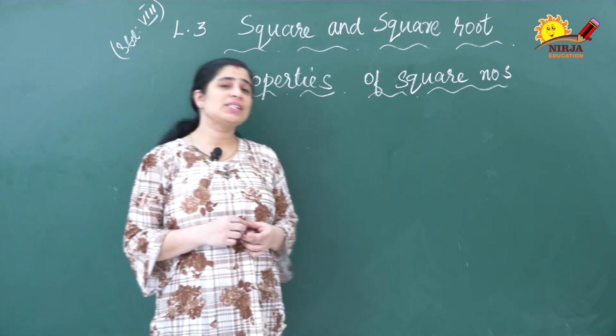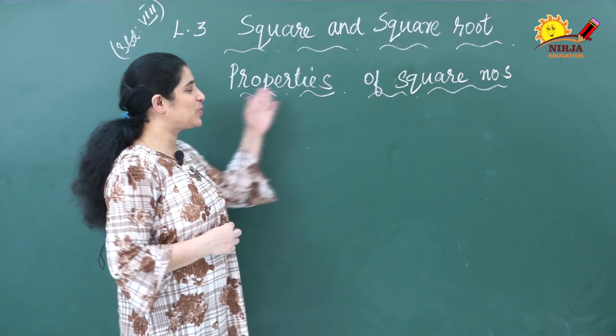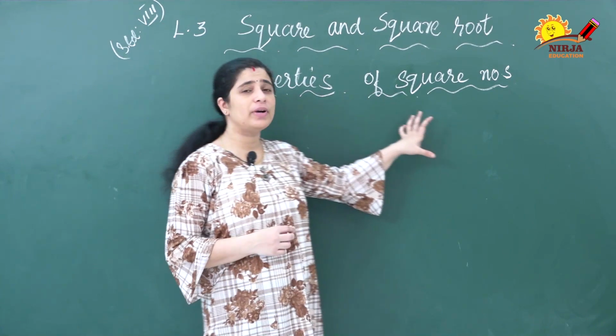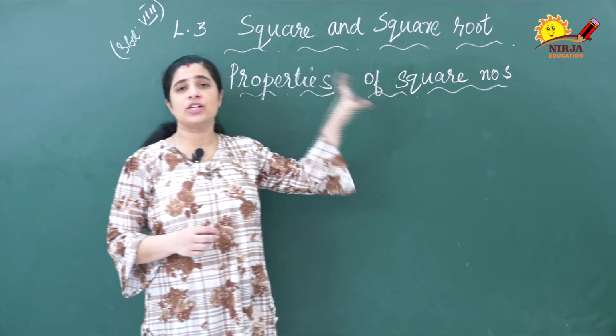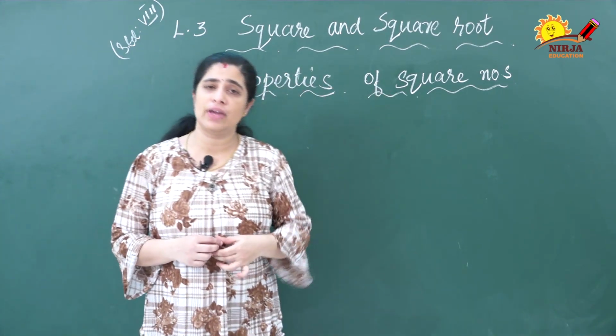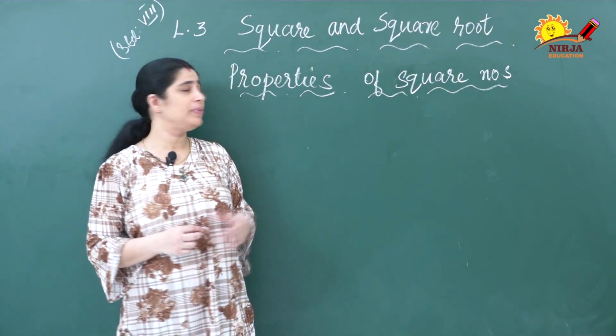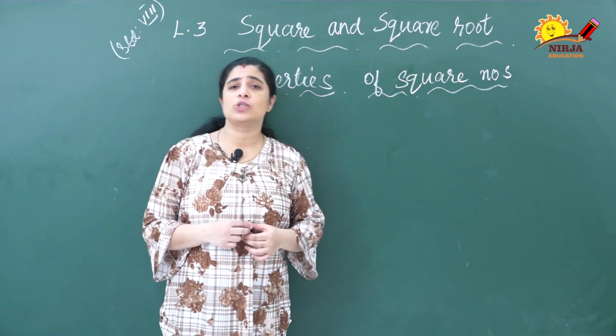Today we are going to discuss the third chapter of maths, that is Squares and Square Roots. In that one we are going to discuss the properties of square numbers. The introduction of this chapter I have already explained. If you haven't gone through that video, please go through that video. We will see what the properties of square numbers are.